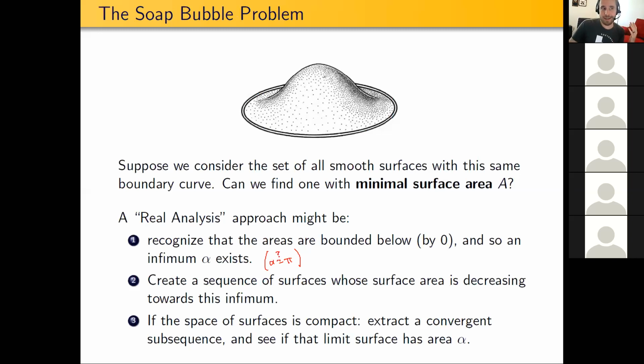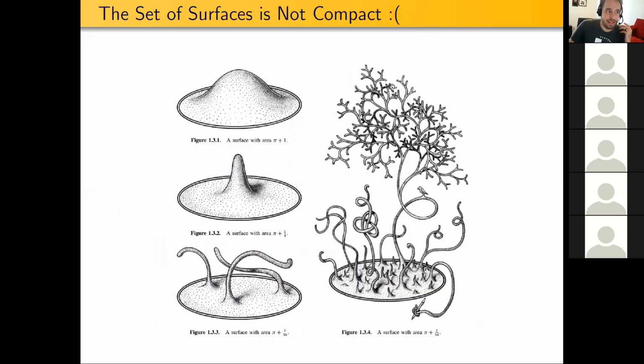And this brings us to our picture basically, because it turns out, oh darn, the set of surfaces is not compact. What I mean by that is that we can create a sequence of surfaces that don't have a convergent subsequence. And here is an example of that.